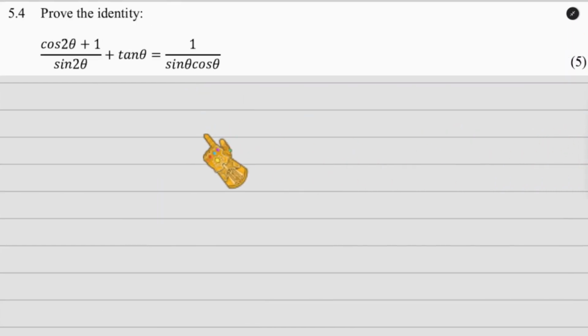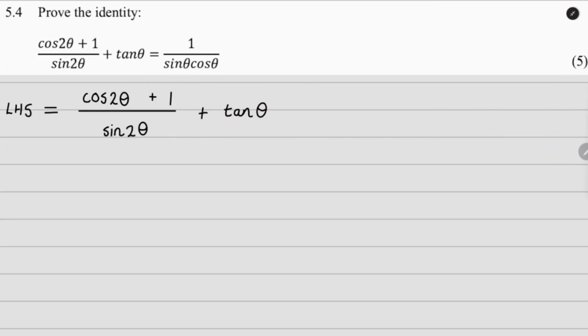In question 5.4, we have an identity, a rather nasty one if I do say so myself. Alright, so I'm going to start with the left hand side because it looks more complicated. So let's get the left hand side down quickly. And now I'm recognizing quite a few things with the left hand side. I see a double angle there, a double angle over there, and I see a tan here. So predominantly what you want to do is sort out the denominator first. I'm not going to touch this double angle until I see how this unfolds.